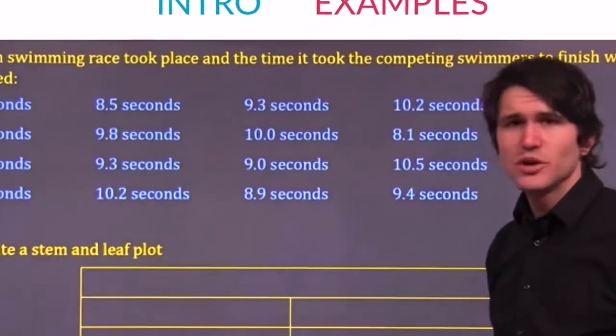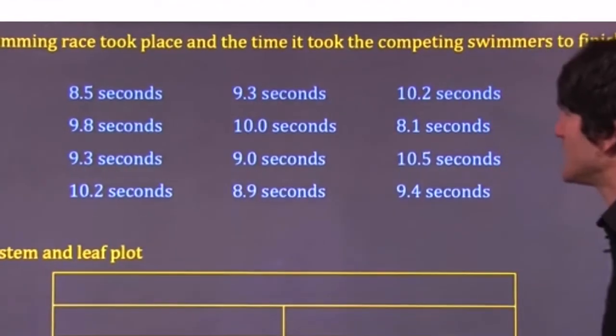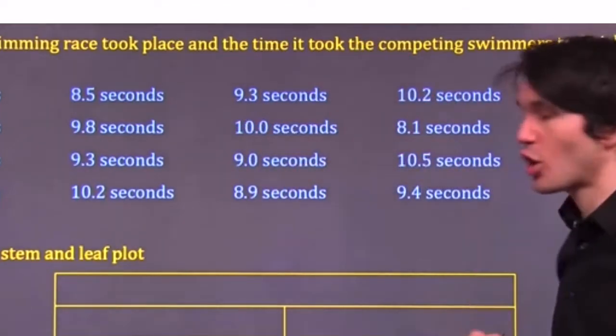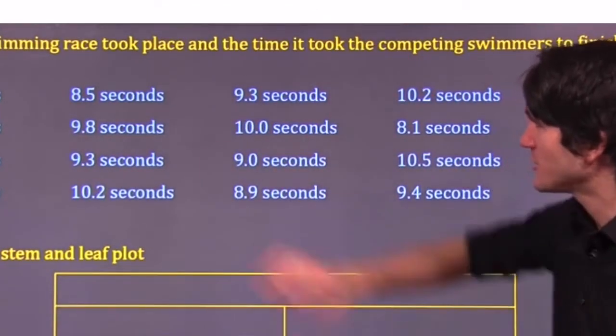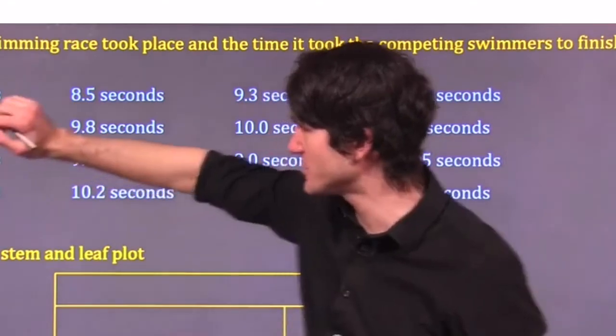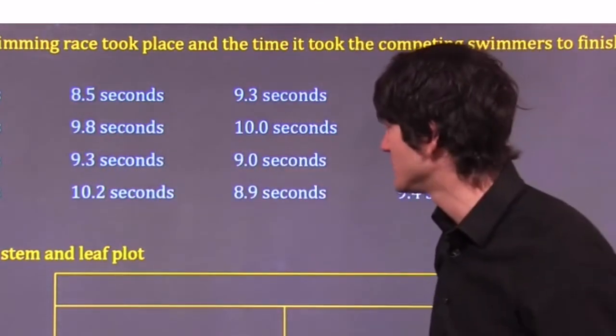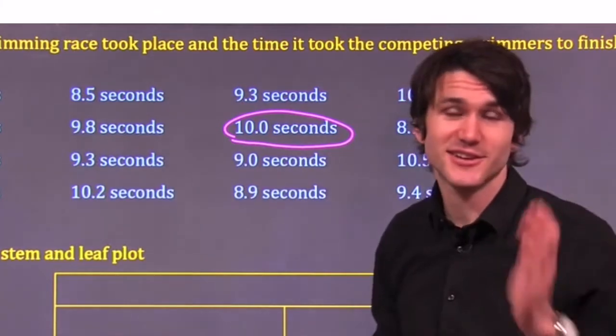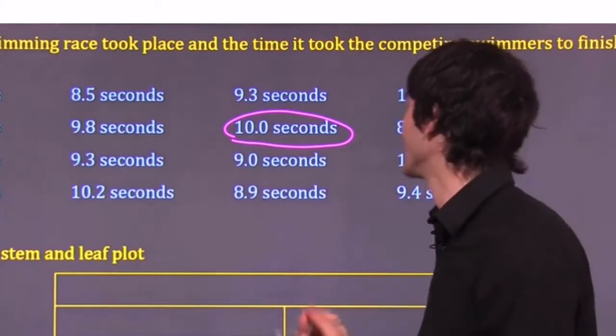All right, for this question, we have a 100-meter swimming race taking place, and all the competing swimmers' speeds are recorded. So this is how long it took each swimmer to swim the 100-meter race. This person right here took 10.0 seconds, so they took exactly 10 seconds.